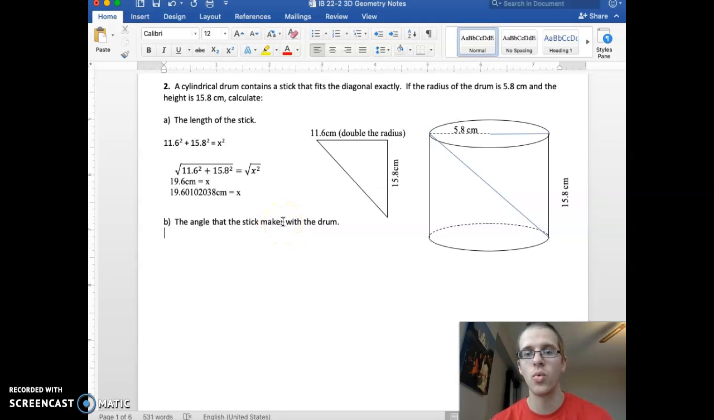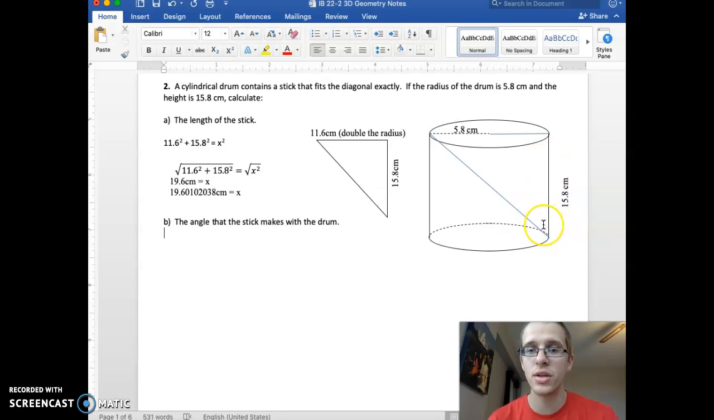So we need to figure out what angle is it actually asking us for. It's not asking us for the angle it makes with the top. It's not this angle. It's not asking us the angle that the stick makes with the bottom of the can, so it's not this angle. It's asking us the angle that the stick makes with the actual drum. So we're looking for this angle right here. You could also say the stick makes an angle with the drum right down here.